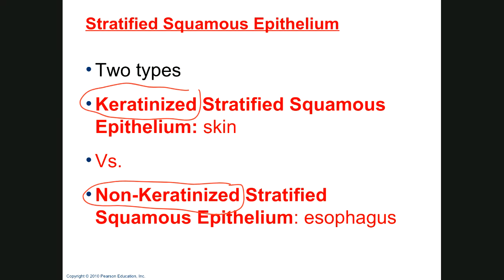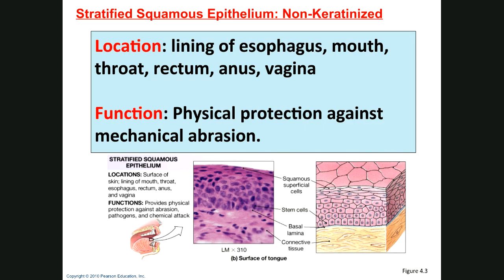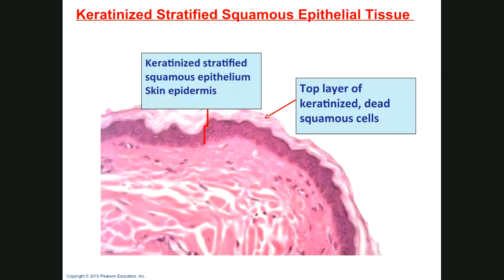So keratinized stratified squamous epithelium is the stratified squamous epithelium found on the epidermis of the skin, the top layers of the skin. So what happens to this tissue is that, let me go ahead and show you a picture. There we go. Give me a second, see if I can have a better picture.